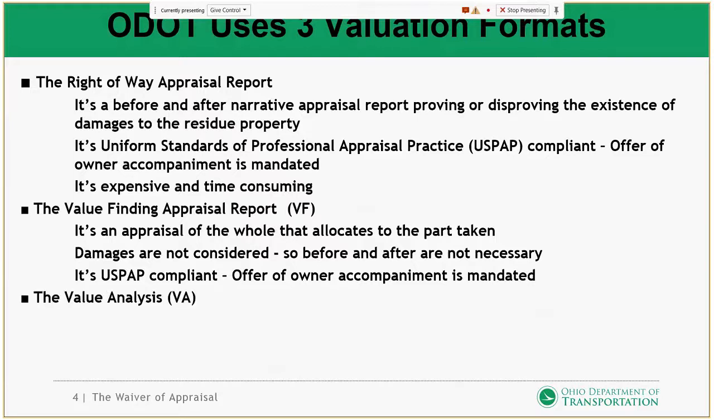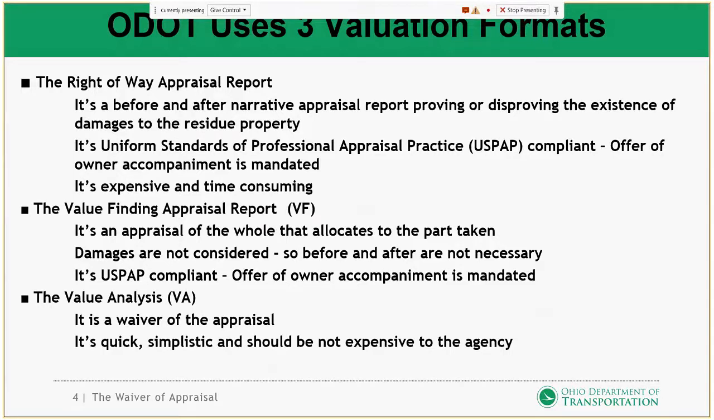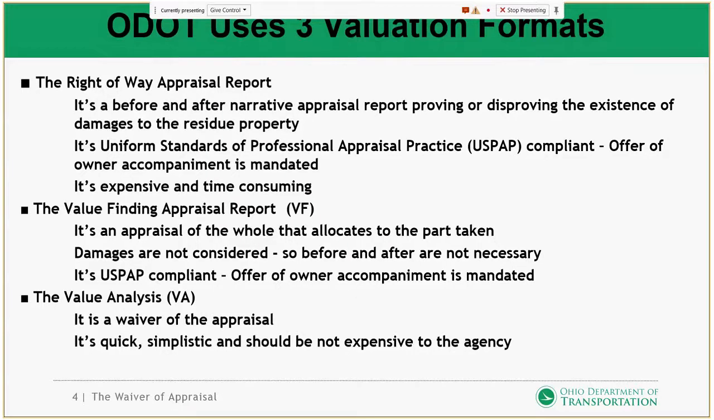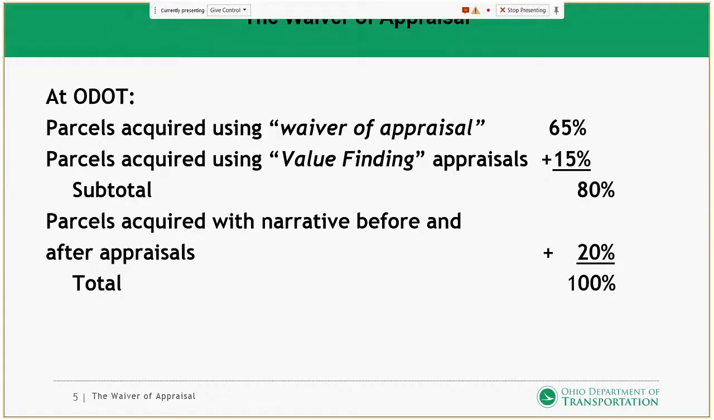Finally, there's the VA, the value analysis. It's the format we use when we exercise the waiver of appraisal provision. They're quick, they're simplistic, and they shouldn't be expensive to the agency. At ODOT, on average, the parcels that we acquire using the waiver of appraisal are about 65%. Lately, that percentage has been going up.